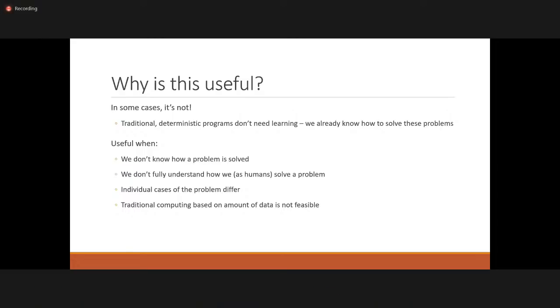Another situation in which machine learning is very useful is when there are different individual cases for the problem. So this can refer to things like personalized medical programs, things such as personal news feeds. All of these examples are examples in which the results of a program need to depend on somebody's personal preferences and past experiences. Finally, machine learning can also be useful when traditional computing cannot calculate something with a large amount of data. Machine learning, thankfully, is very good at dealing with large databases of data.